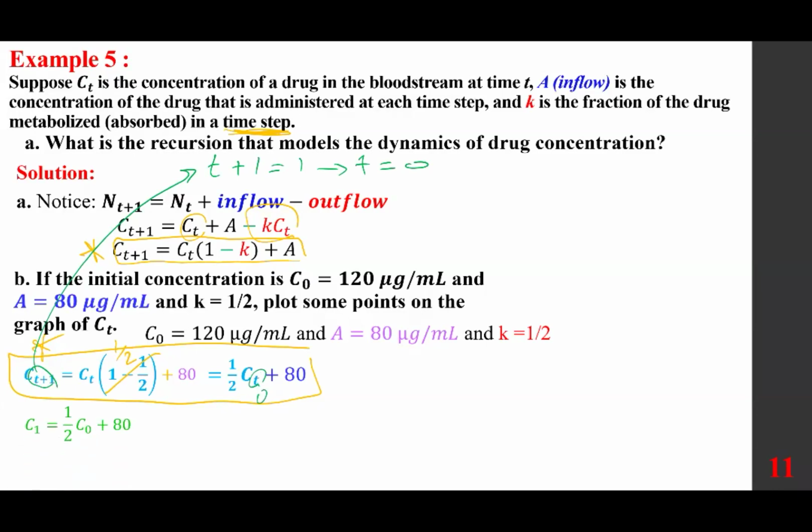So half of C sub 0 plus 80. And what is C sub 0? 120. Half of that is 60, plus 80 makes it 140 micrograms per milliliter.